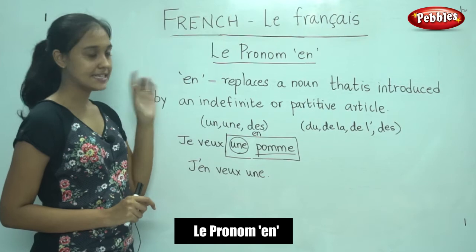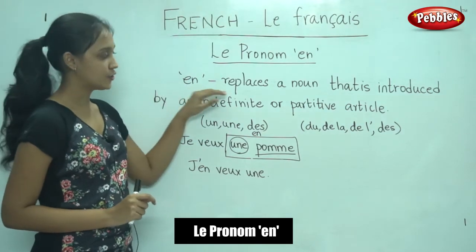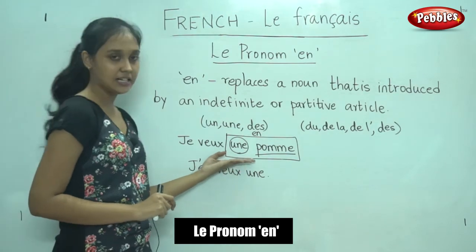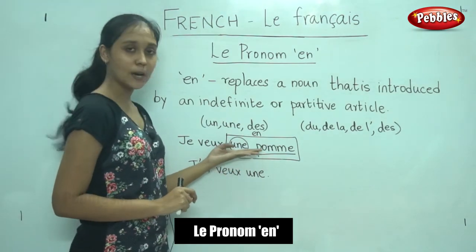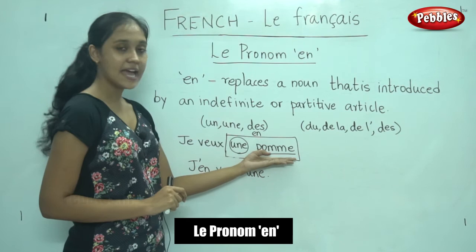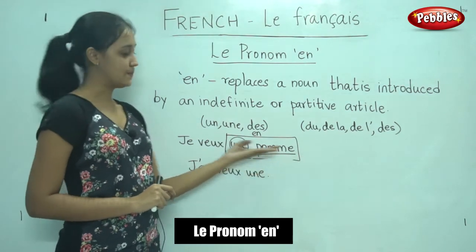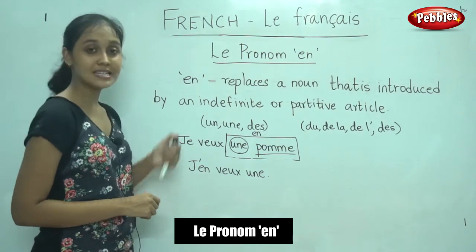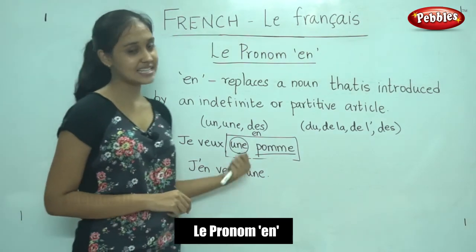So en is a pronoun. It replaces a noun that comes after an indefinite article or a partitive article, and the en is placed before the verb. So shall we do some exercises regarding this? It is very simple.